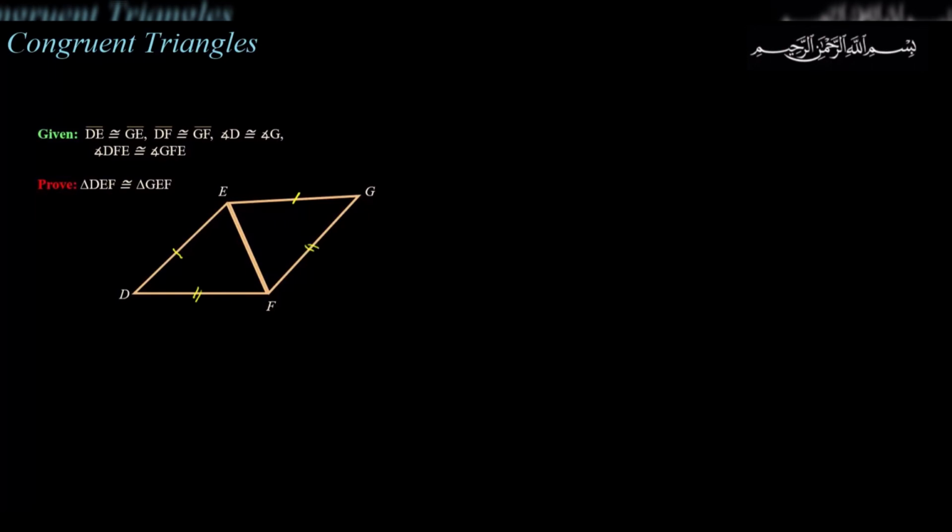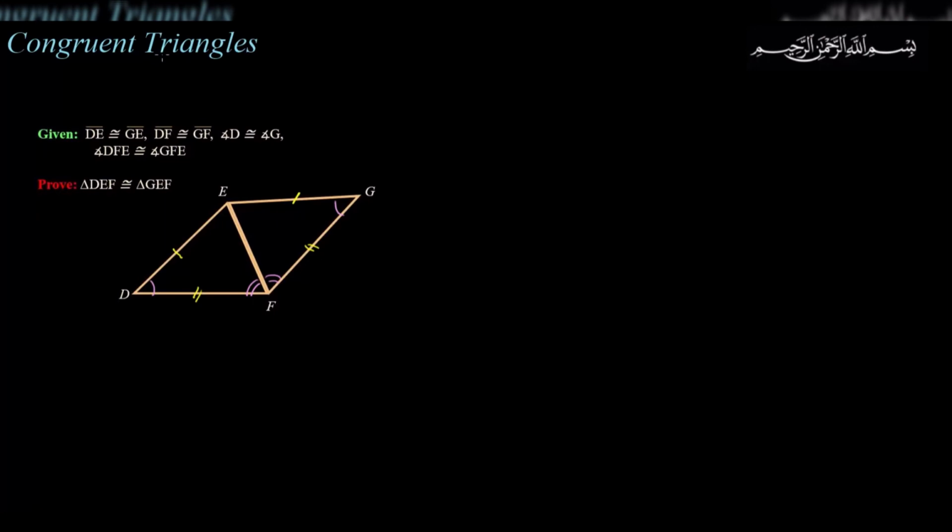And then we are told that angle D is congruent to angle G over here. And then we're told that angle DFE, that's this one here, is congruent to angle GFE over here. Now that's going to be pretty easy. Now we're asked to prove that these two triangles are congruent. Two triangles are congruent if all of their corresponding sides and corresponding angles are congruent. So, how do we go about doing that?